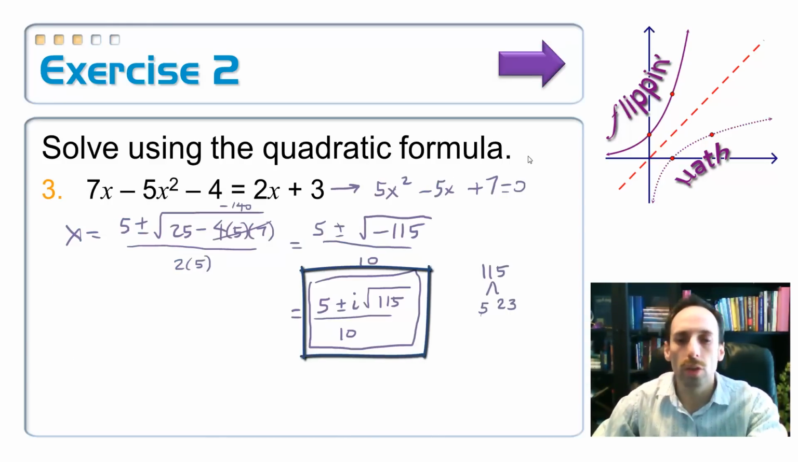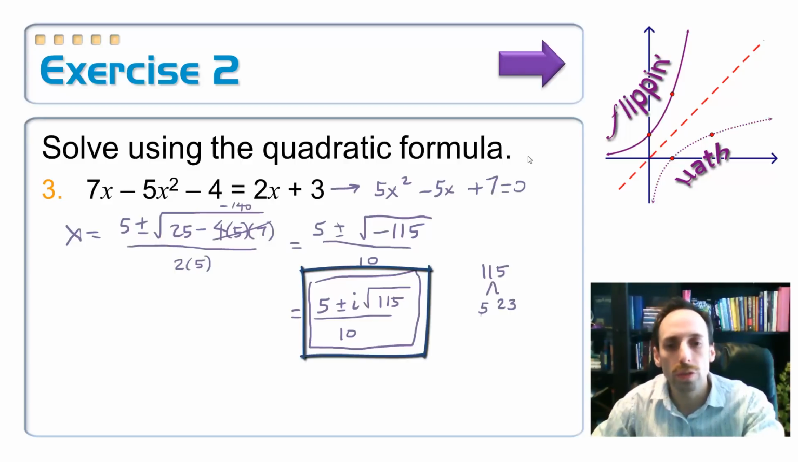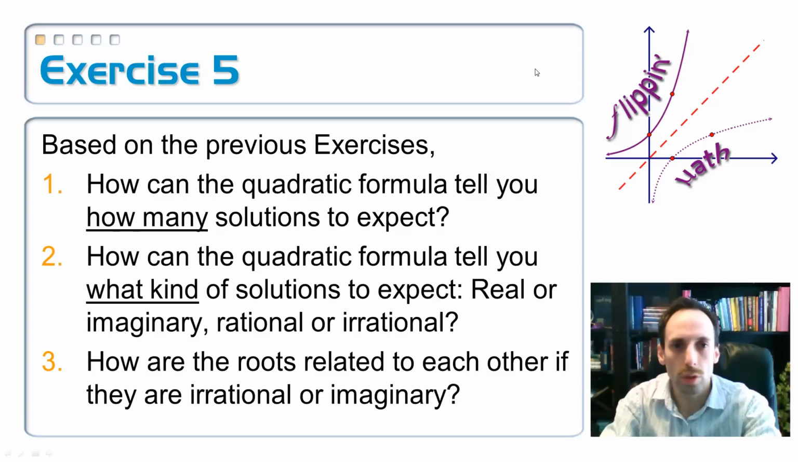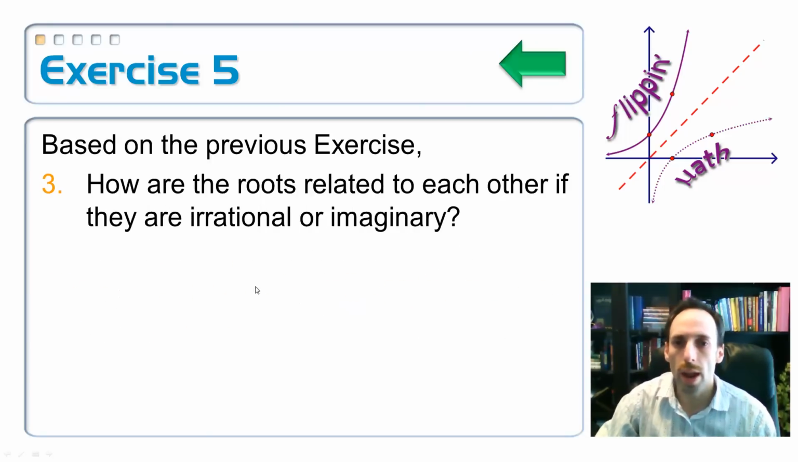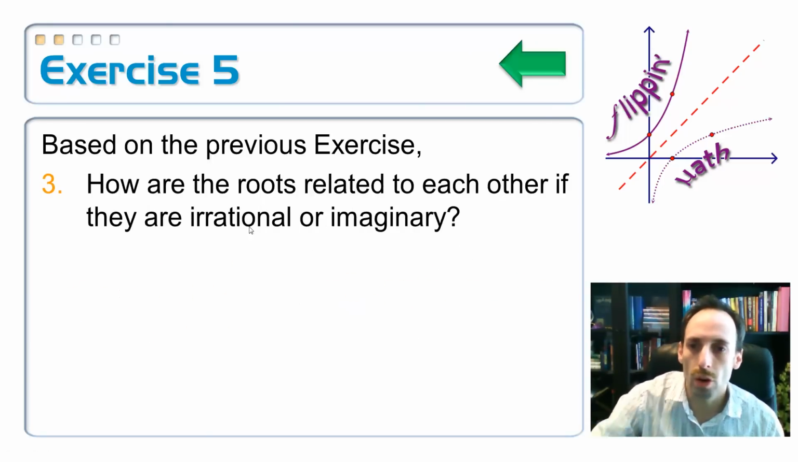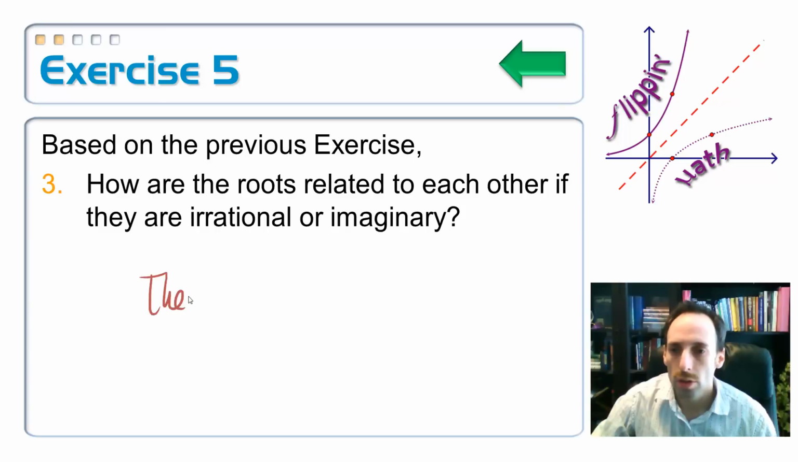5 plus or minus i square root 115 over 10. Do you know what kind of answers these are? Of course you do. Those things are conjugates. So the answer on this one, how are these things related? If they are irrational or imaginary, they are simply conjugates.